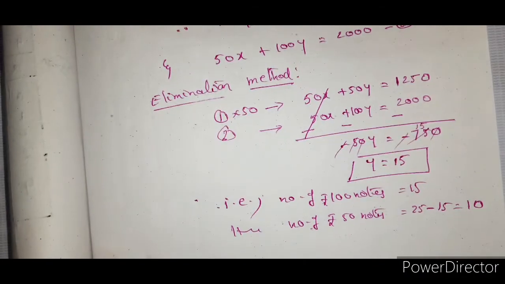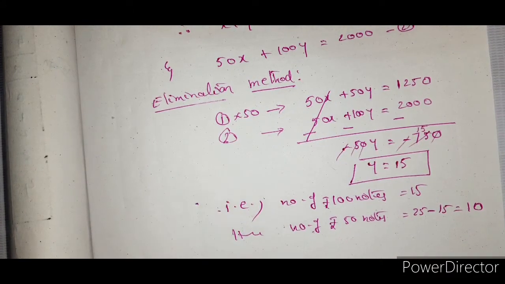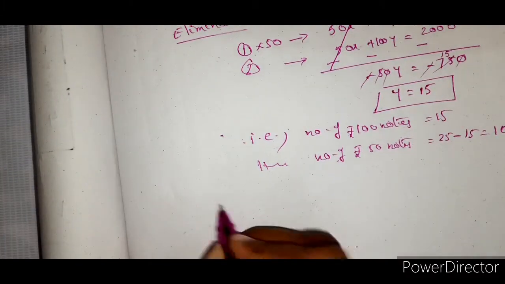Okay, so this is the number of rupees 50 notes and the number of rupees 100 notes. Now, if it is given for 4 marks or 8 marks, right? So, checking the verification is also important, right? Verification is important. So, let us verify.